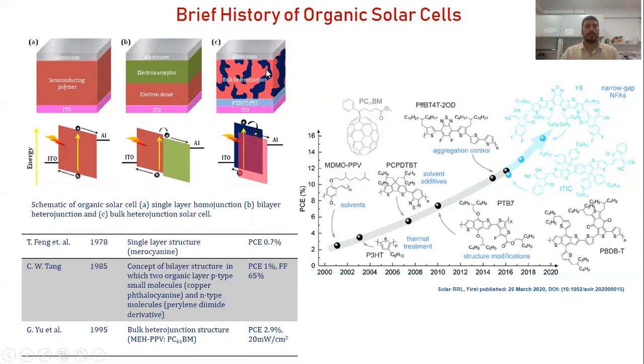Then the third champion structure came into existence, called the bulk heterojunction solar cell, in which they made a blend of a donor material and acceptor material in a single solvent, and they sandwiched this between the two electrodes. At that time, they achieved a very good efficiency, about 3% with a very low power, like 20 milliwatt. Normally, we measure all the characterization at 100 milliwatt, but this gave about 2.9% at 20 milliwatt.